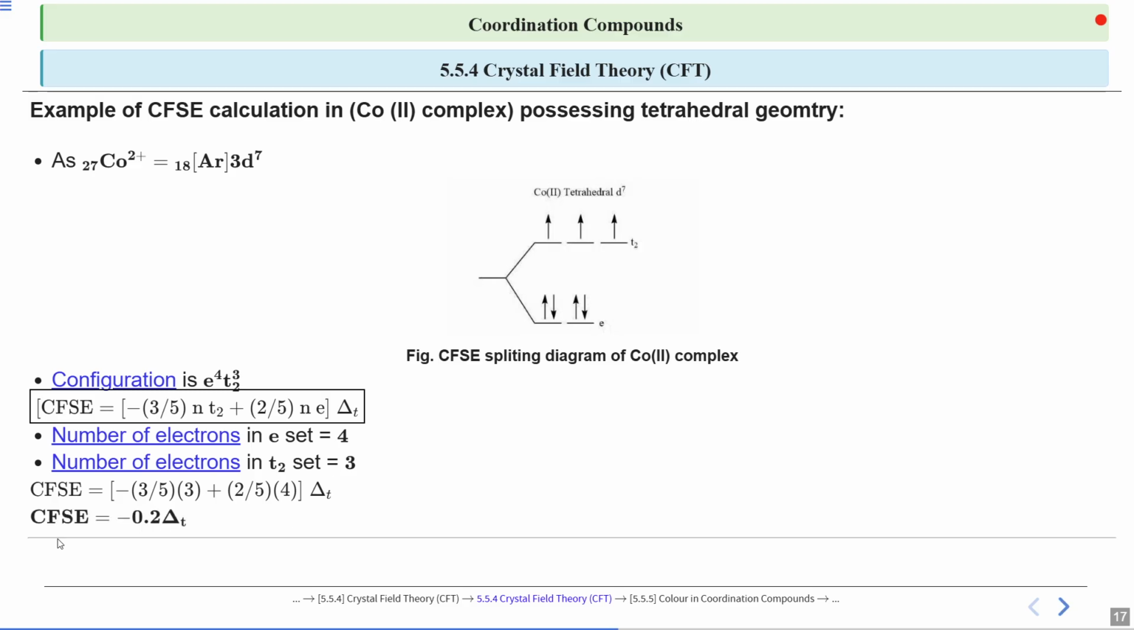You can solve it and you will get the crystal field splitting energy for the cobalt plus 2 complex equal to minus 0.2 delta T. This is an example just to show how to calculate the CFSE for a particular metal complex having some oxidation number, after the splitting of the electrons in the E and the T2 set.